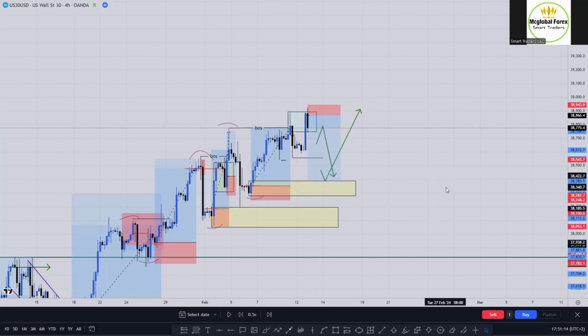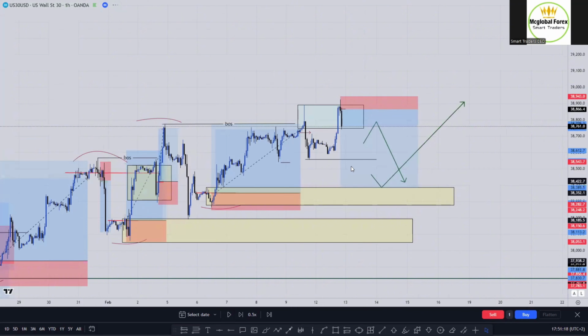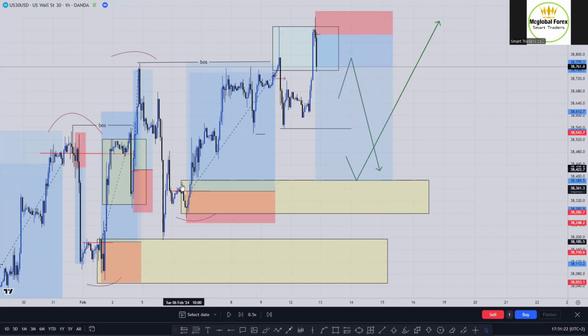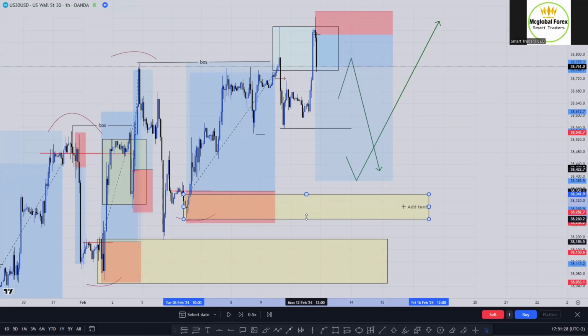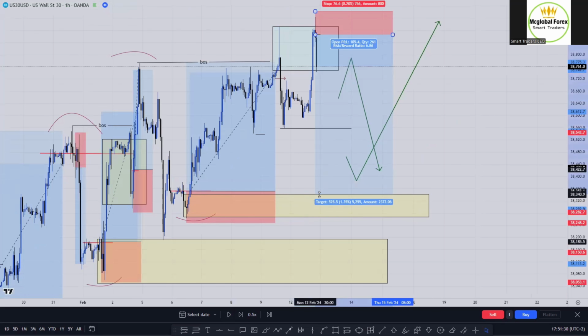Going back to 1 hour. So that's sort of our TP. We're going to refine this on the 1 hour. You can even refine it to something like this, but still your TP will be somewhere around those demand areas like this.